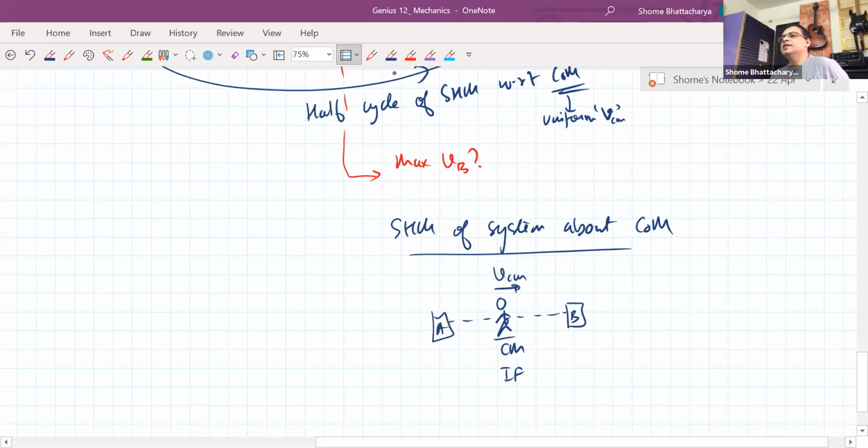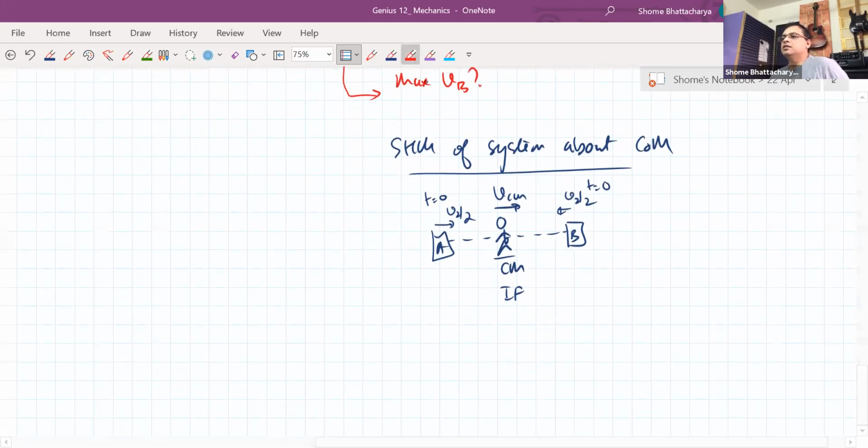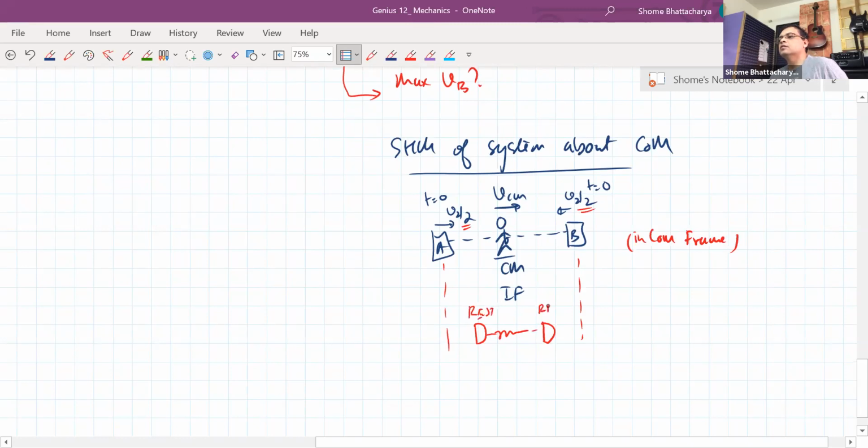You'll also realize that initially at t equal to 0, A was going at a speed of V2 by 2 and B was coming at a speed of V2 by 2 like this. Then at quarter cycle, they reached the closest position and came to rest with respect to the center of mass. These velocities I'm taking are with respect to the center of mass. So when they came closest in the center of mass frame, these two were at rest. This is at t equal to T by 4.